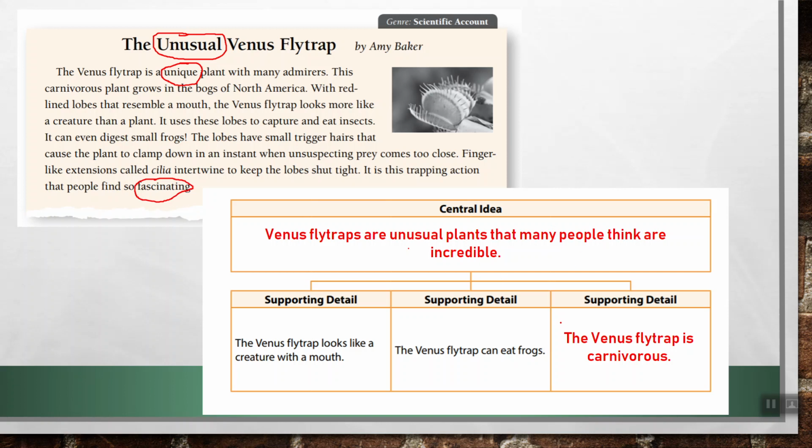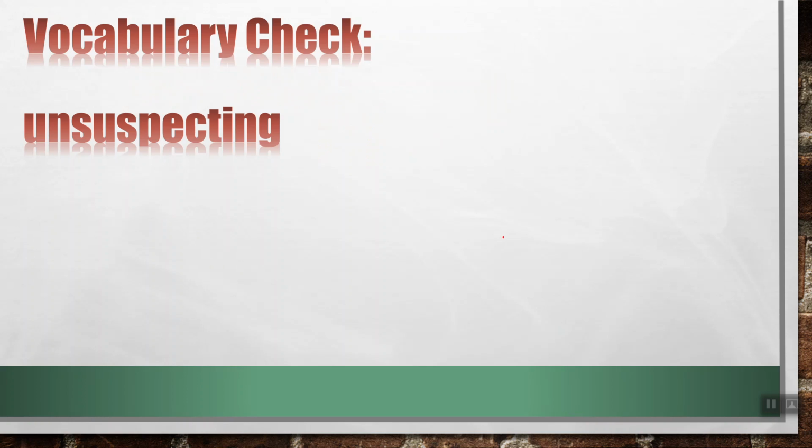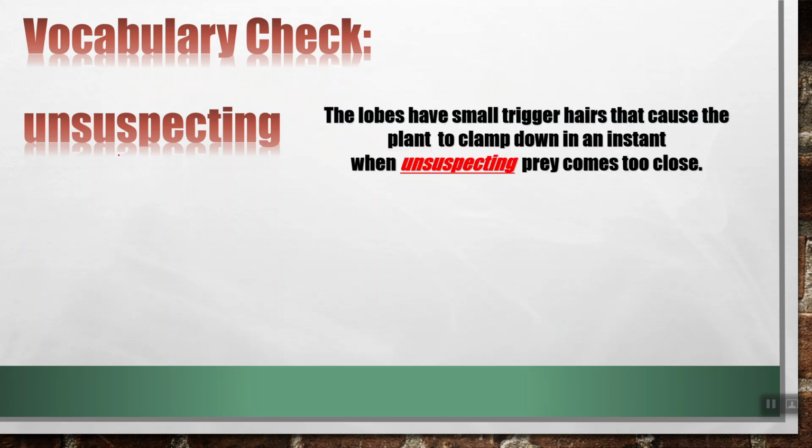Before we continue reading about Venus flytraps, I wanted to talk about that word unsuspecting. The first thing I notice about the word unsuspecting is that it's in the sentence. The lobes have small trigger hairs that cause the plant to clamp down in an instant when unsuspecting prey comes too close. So think about the fly.